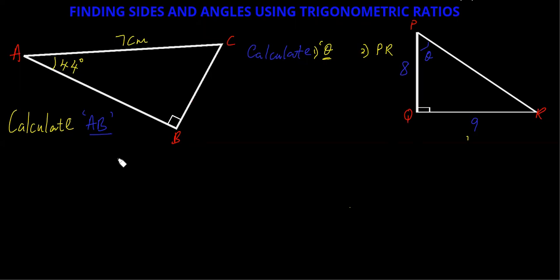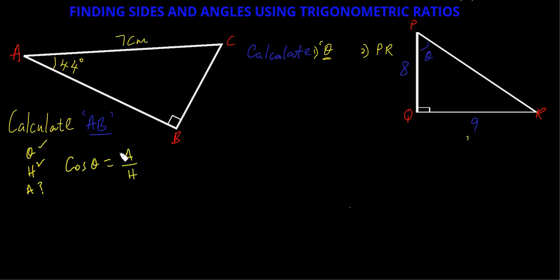Now, what you need to do here is that what is given to me, I am given theta. What else is given to me? I'm given hypotenuse. What are they looking for? They're looking for adjacent. Now, what uses opposite? What uses the hypotenuse and adjacent? Which one of the trig ratios uses adjacent and hypotenuse? That one will be cos. So what we know is that cos theta is equals to adjacent over hypotenuse.